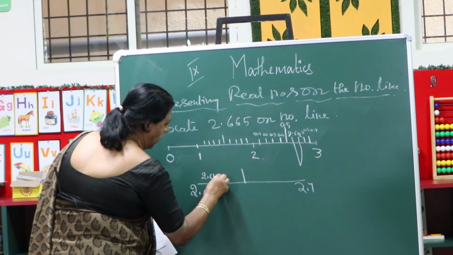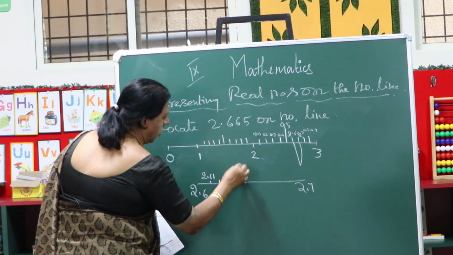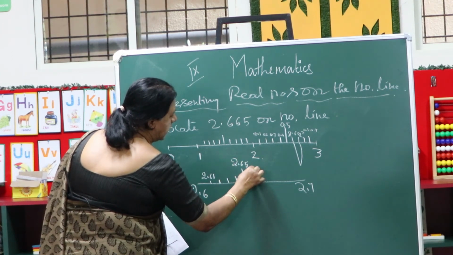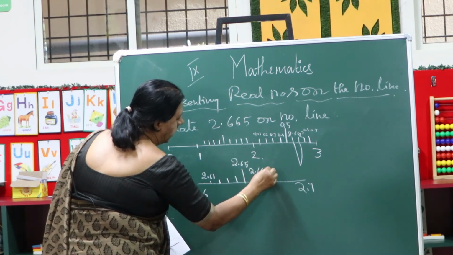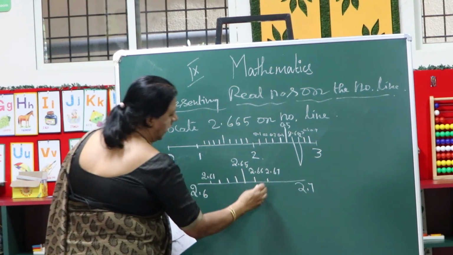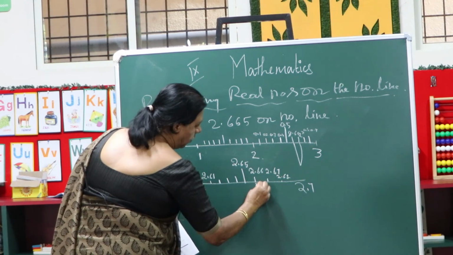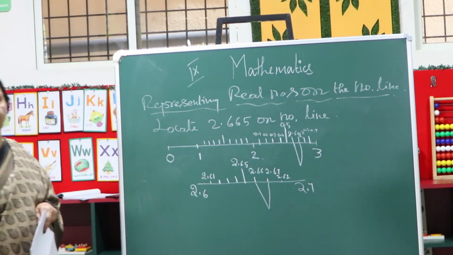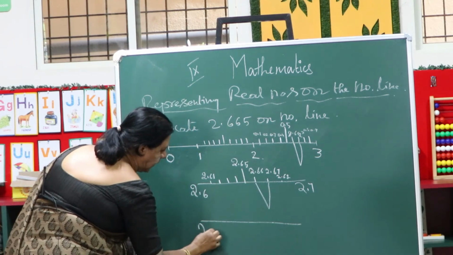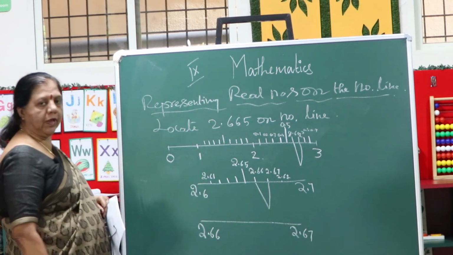Now you go for here 2.61, 2.62, 2.63, 2.64, 2.65, 2.66, 2.67. What do we want? 2.66 or 2.67, 2.68, etc. But you required here once again you represent on the number line. Take this one 2.66 and 2.67. What do we want?